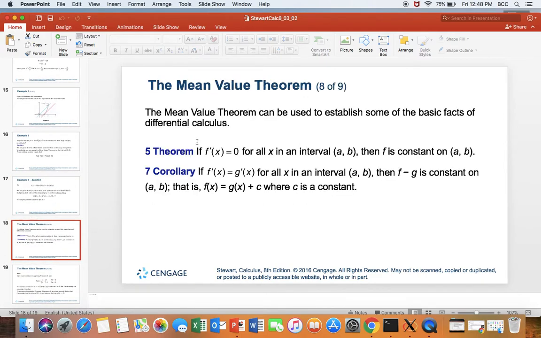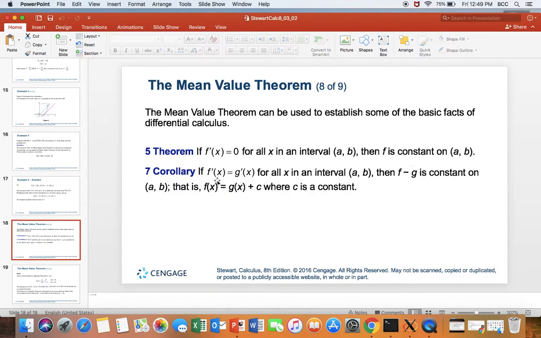Next, the mean value theorem can be used to establish some of the basic facts of differential calculus. If the derivative is 0 throughout, then f has to be constant. This is a deep result. You see, if f is not constant, then it will go up or down somewhere, in which case the derivative cannot simply be 0. You have to have some positive derivative or negative derivative. So if the derivative is forever 0, then f has to be constant.